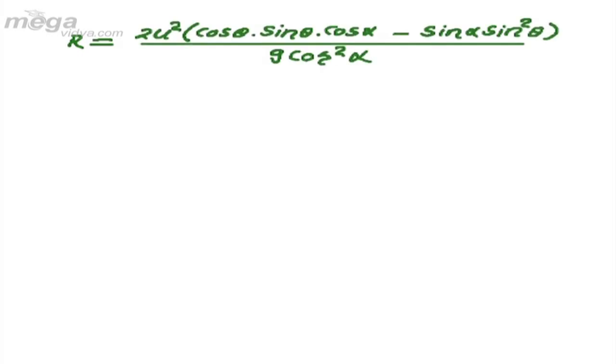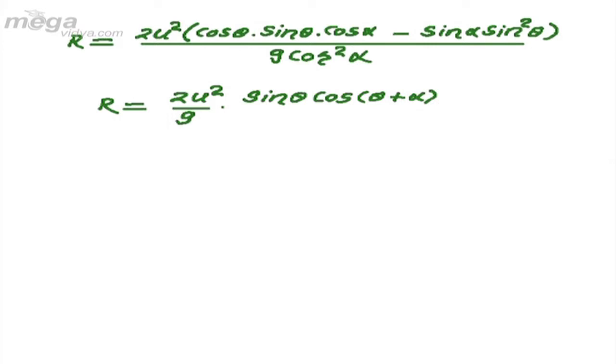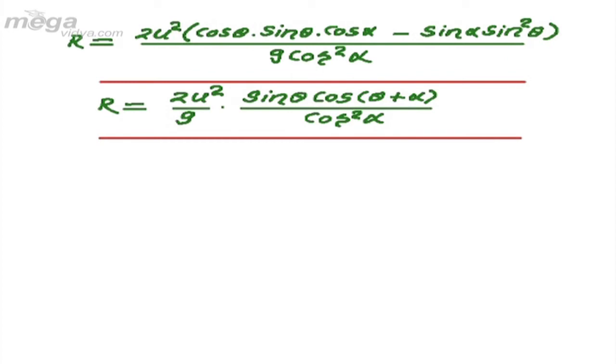So R can be written as, this relation now reduces to 2u square cos theta sin theta cos alpha minus sin alpha sin square theta divided by g cos square alpha, or R is equal to twice u square by g sin theta cos theta plus alpha divided by cos square alpha, which is the final result for the range along the incline.